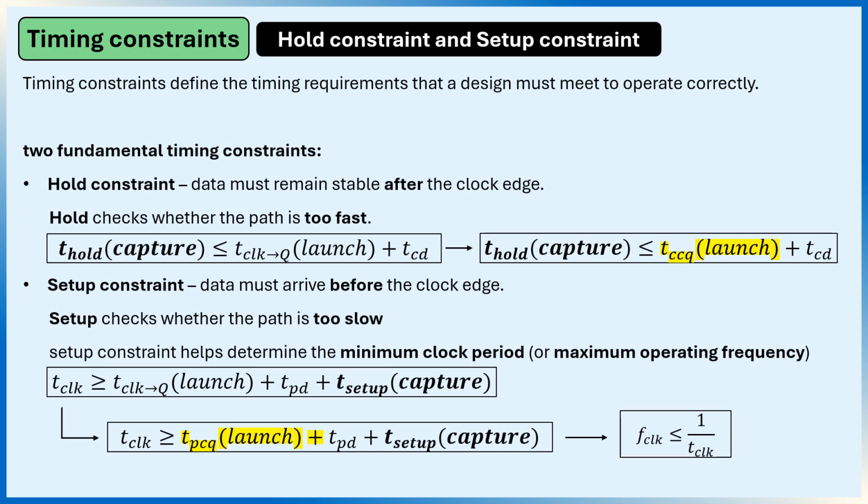Setup constraint. The setup constraint checks whether the data arrives too late. Since we are interested in the latest possible arrival, we use the clock-to-Q propagation delay. So the setup constraint now uses the propagation delay of the launch flip-flop together with the propagation delay of the combinational logic and the setup time of the capture flip-flop. Let's go back to our example and update the timing analysis.